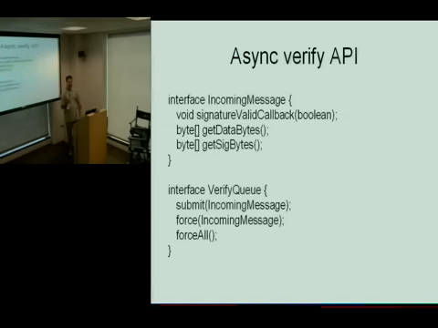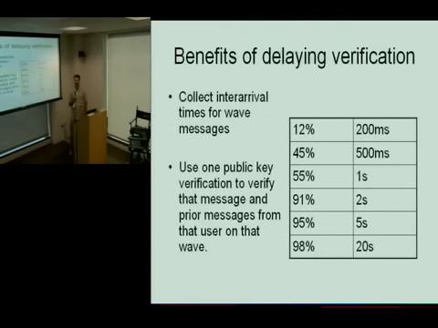The reason you do this is that if you want to exploit delayed messages, you need to indicate when a message has to be verified immediately. In other words, you want to let it sit around, because a technique I'll get to in a second called spliced signatures can amortize one public key verification over several messages. And there's actually a lot of locality in the messages for Google Wave.